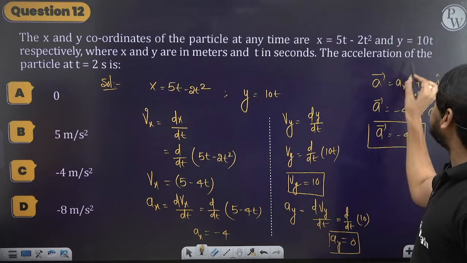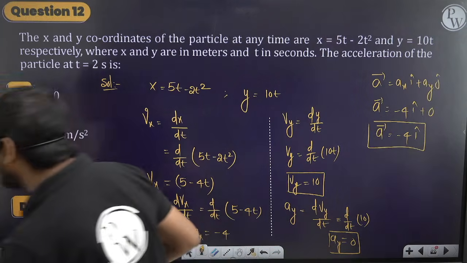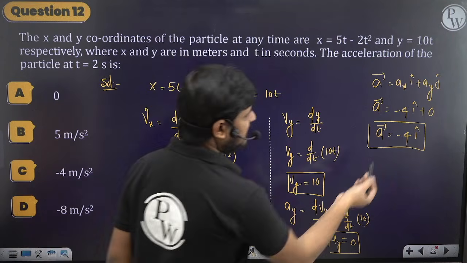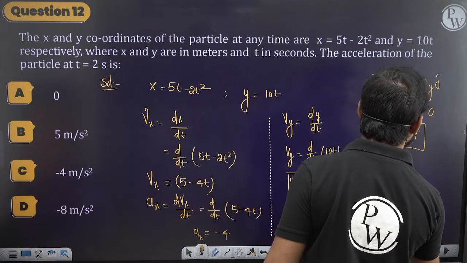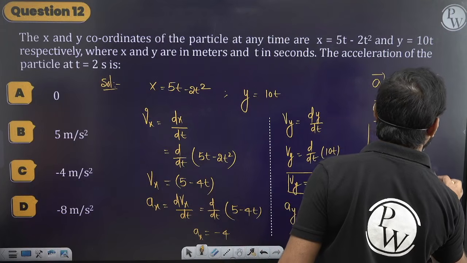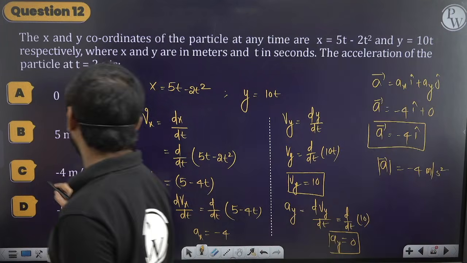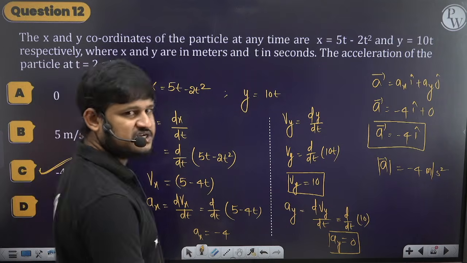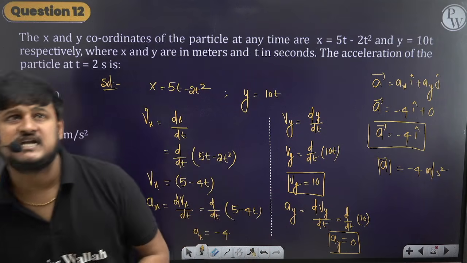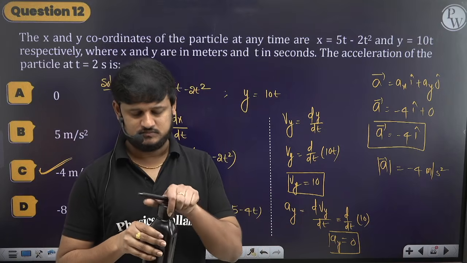They asked at time t equals 2 seconds, but there is no time term there, right? So no need to substitute. Therefore the magnitude of acceleration is simply minus 4 meter per second square. Option C. Clear? Understood everyone? Chalo, note this point.